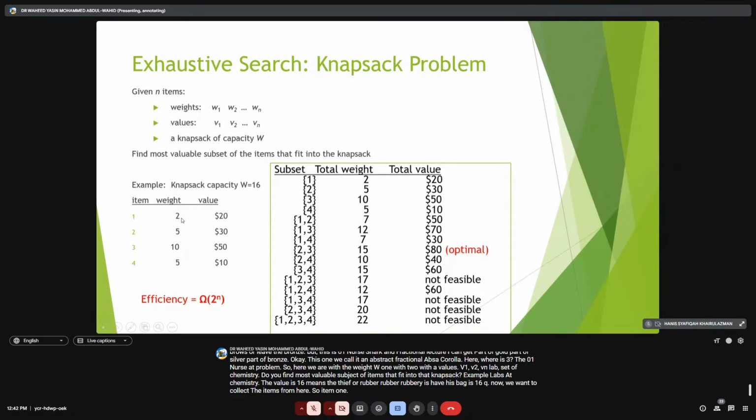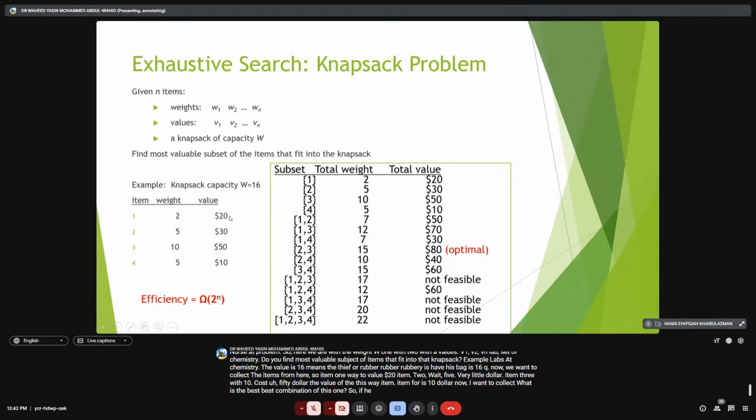So item 1, weight 2, value $20. Item 2, weight 5, value $30. Item 3, weight 10, cost $50, the value of this item. Item 4 is $10. Now I want to find the best combination of these.